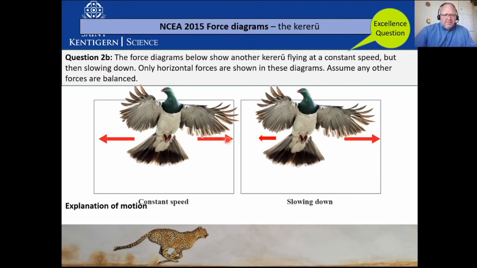Now in this case, the kereru is flying somewhere, but it is going there at a constant speed because there is no acceleration, because there's no net force. These are equal, so they are subtracted from each other. In this case, which way is the kereru being accelerated? It is being accelerated towards the right side of the paper, because the net force is greater towards the right than towards the left, which means he is being accelerated in that direction, but it is slowing him down in this case.